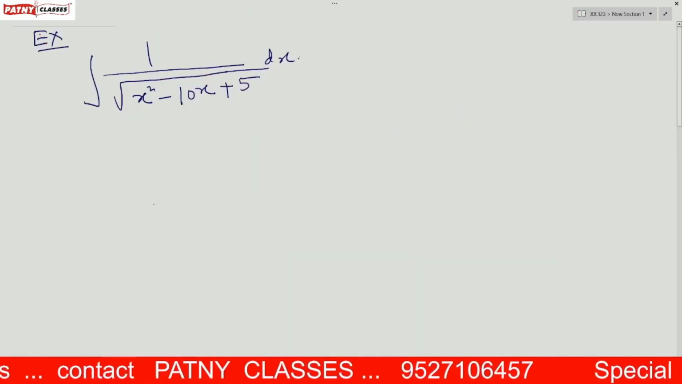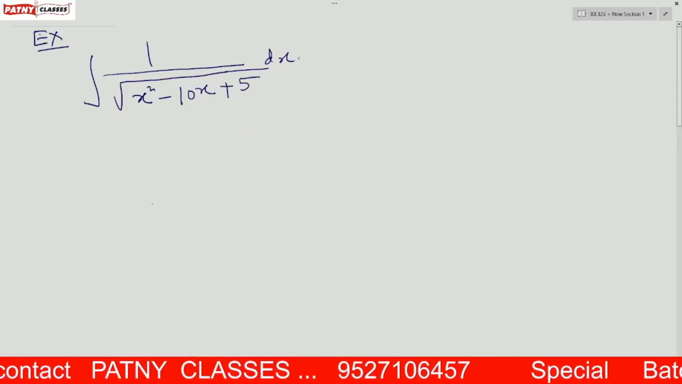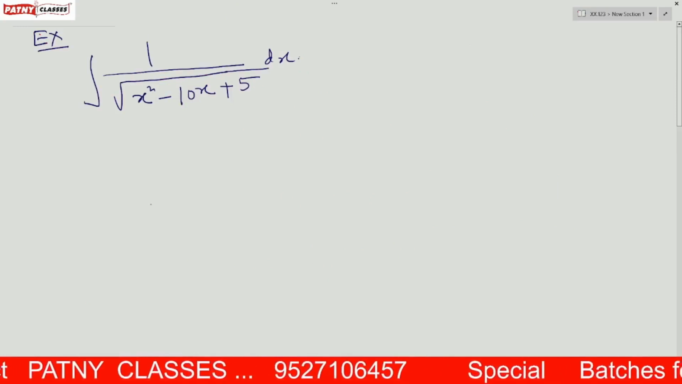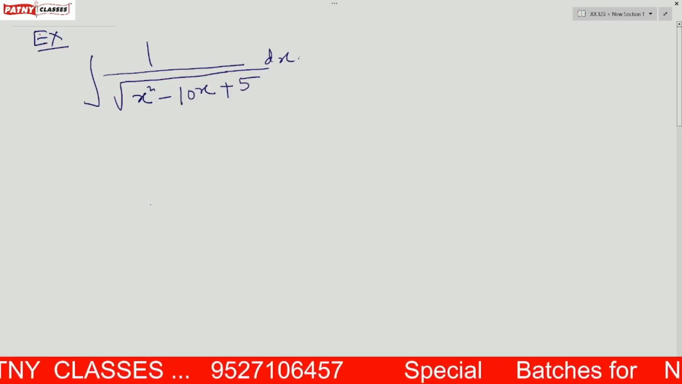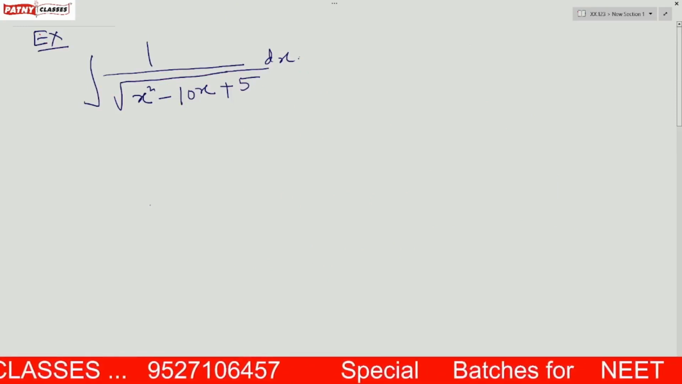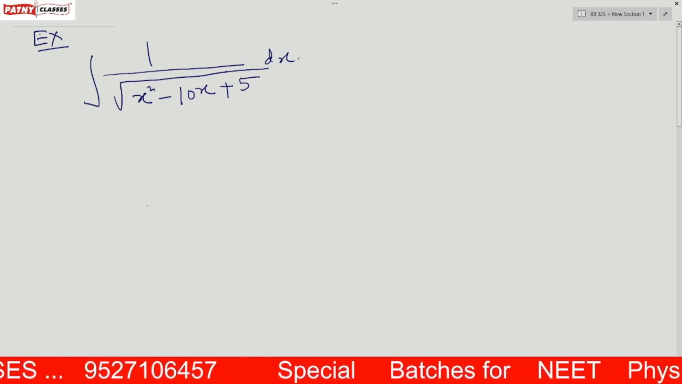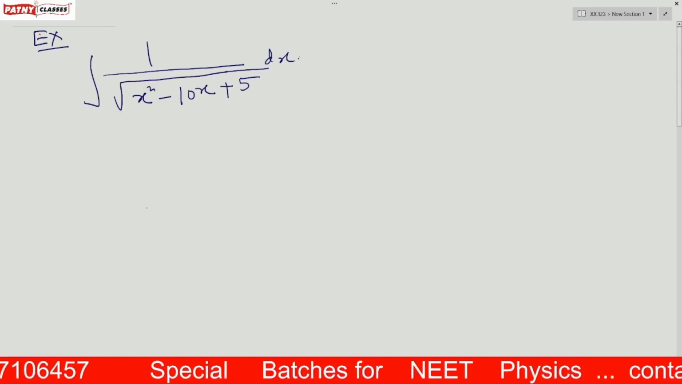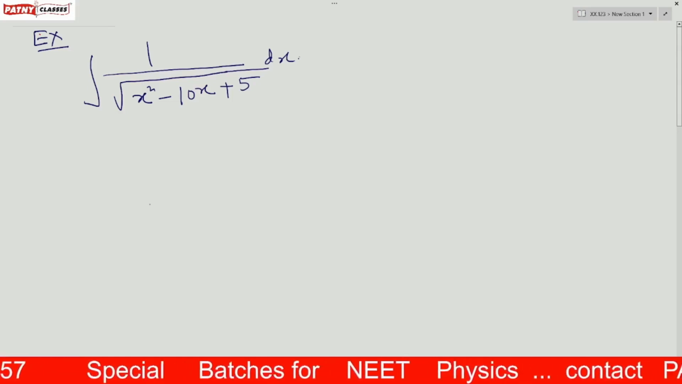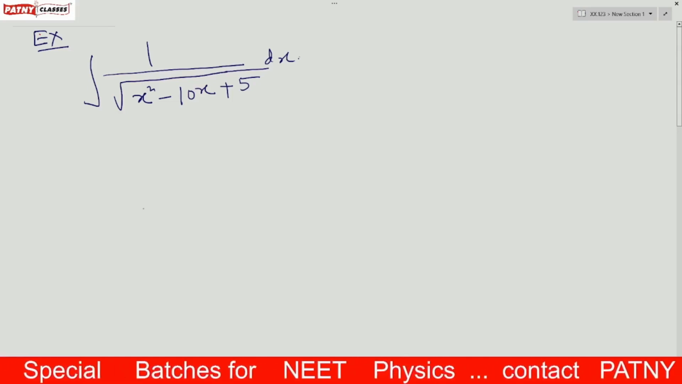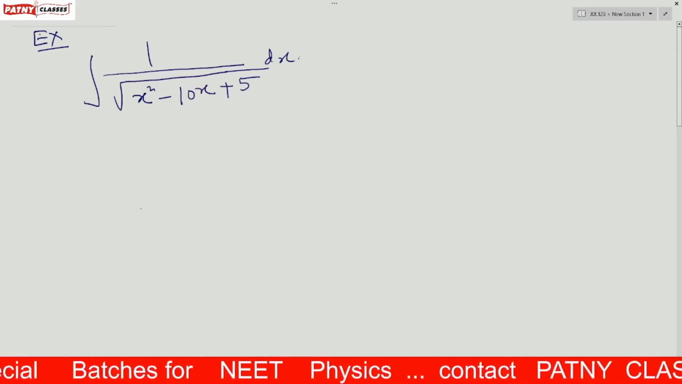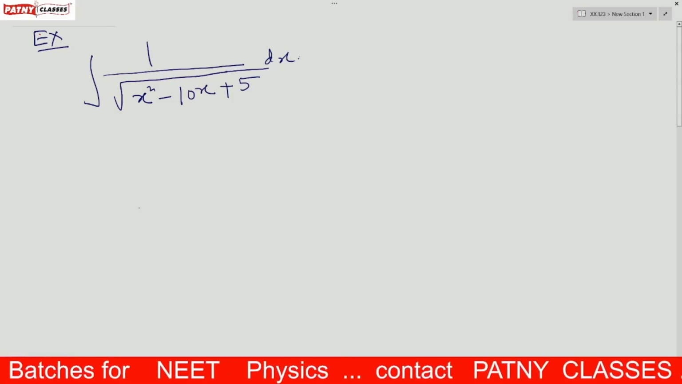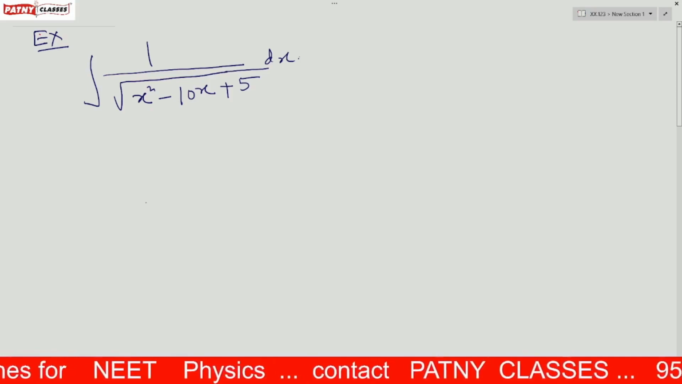Another question: find the integration of 1 upon under root of x square minus 10x plus 5 with respect to x equals to how much? The steps are the same. The first process is to make it in the perfect square form, and after getting the perfect square form, we can go for standardization.